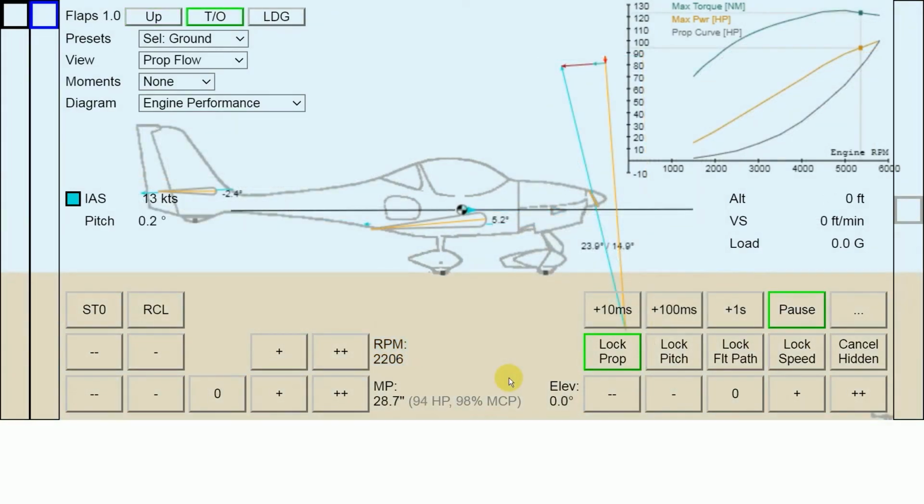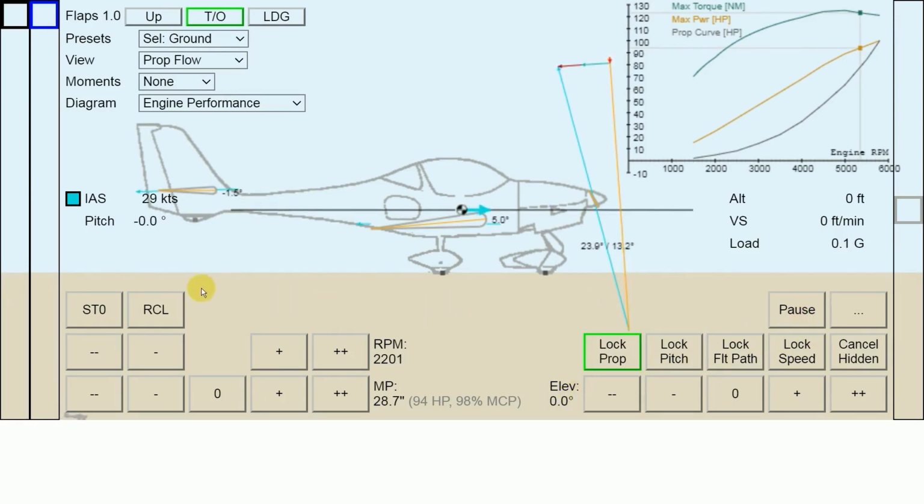Therefore, a fixed pitch propeller means less power at both ends. At takeoff and at cruise.